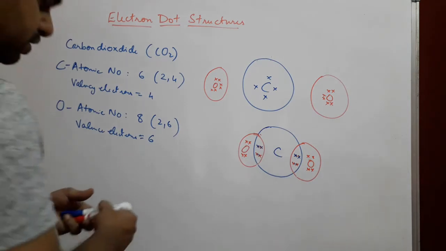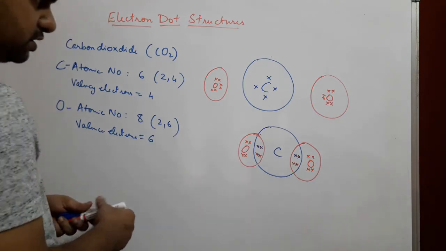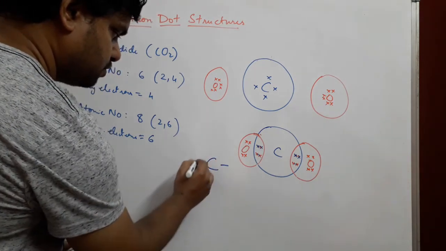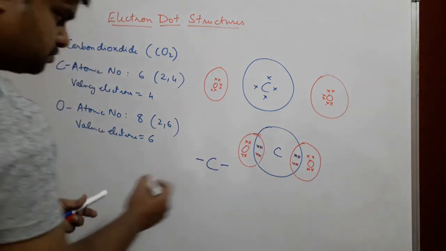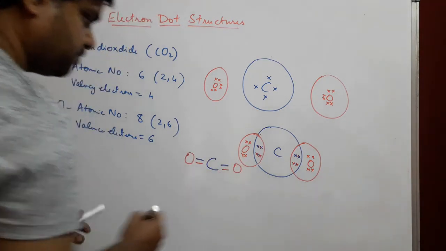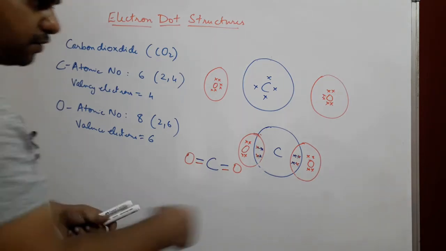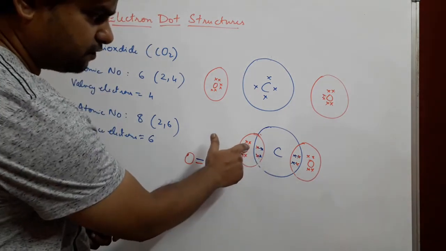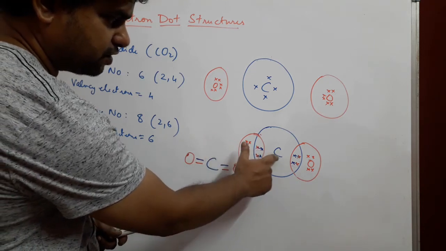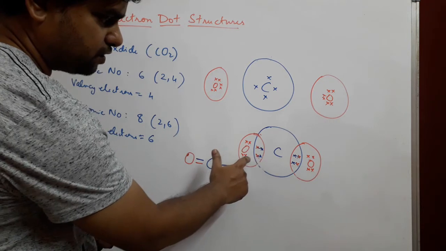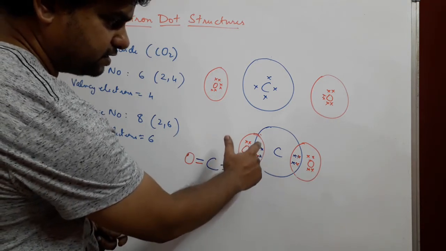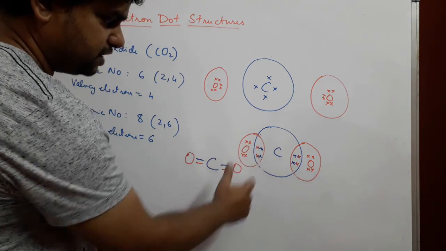So when we draw the structural formula, it looks like this. So we have carbon. Okay, now it looks correct. So one electron from oxygen bonds with one electron from carbon, and one electron from oxygen combines with one electron from carbon. And since there are two pairs of this, it forms a double bond.